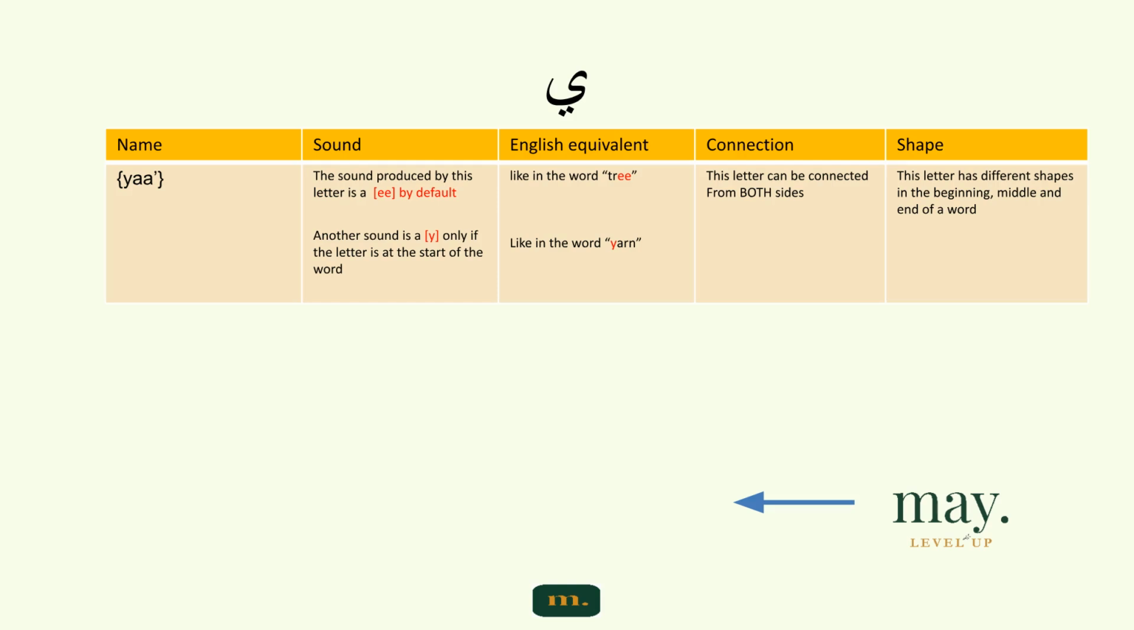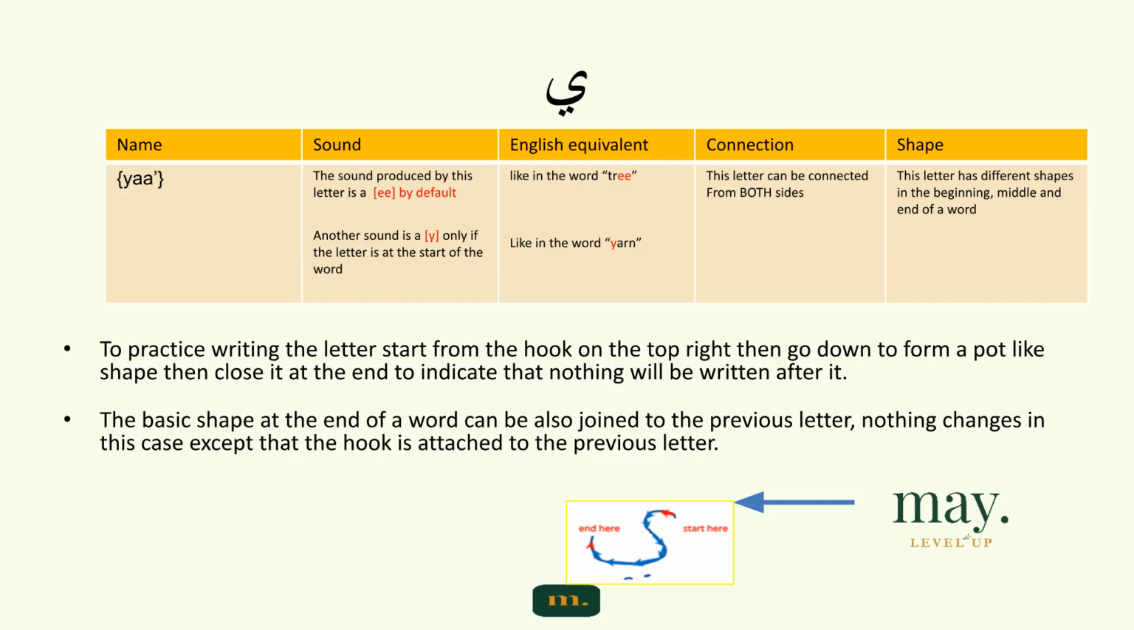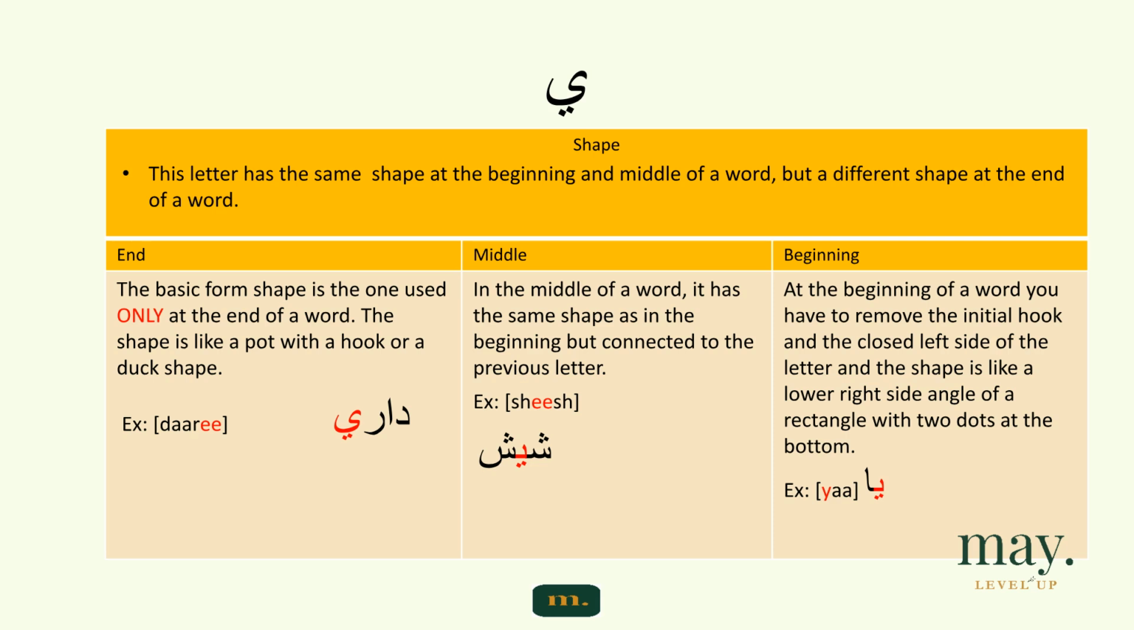To practice writing the letter, start from the hook on the top right, then go down to form a pot-like shape, then close it at the end to indicate that nothing will be written after it. The basic shape at the end of a word can also be joined to the previous letter. Nothing changes in this case except that the hook is attached to the previous letter. This letter has the same shape at the beginning and middle of a word, but you go back to the basic shape at the end.